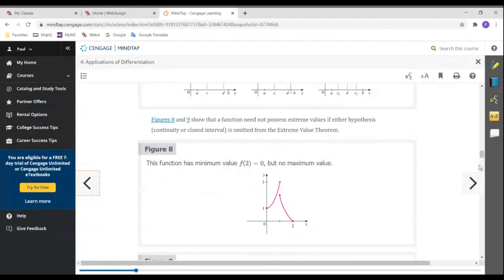I mean, what's the problem? Why is there no maximum value? Looks to me like the function is highest when x equals 1, but yet it says there's no maximum value. Why would that be? Does f of 1 equal 3 in the picture?